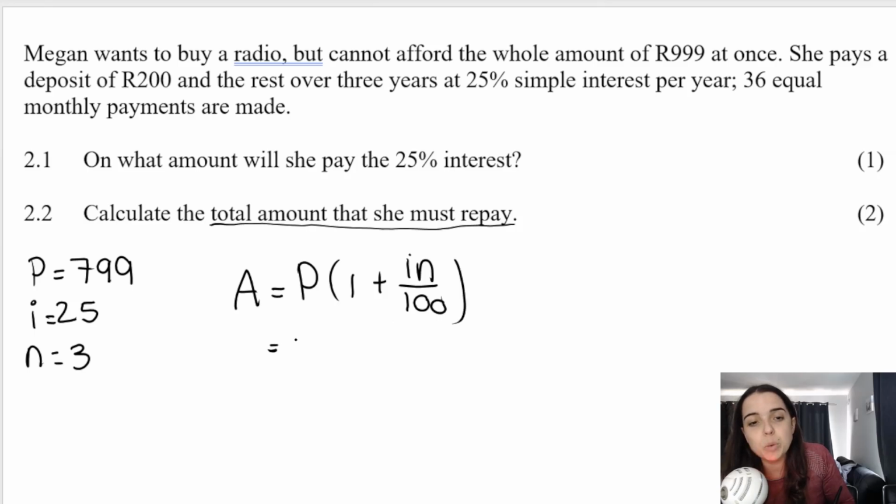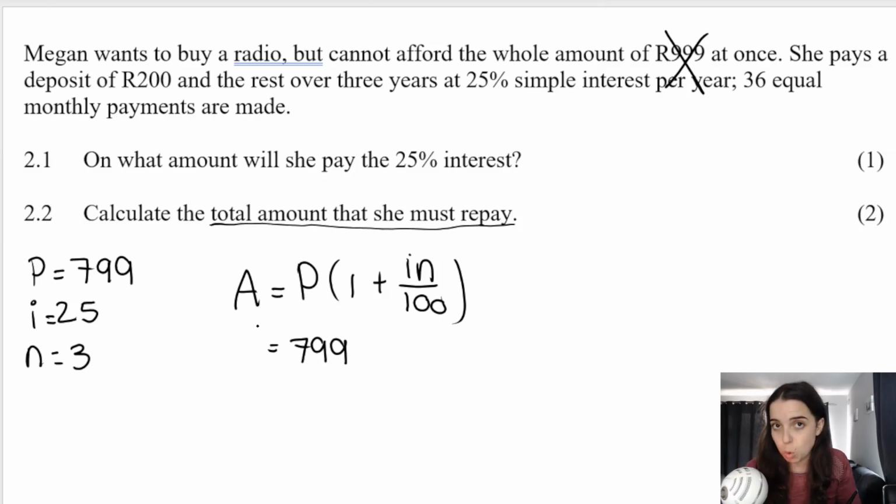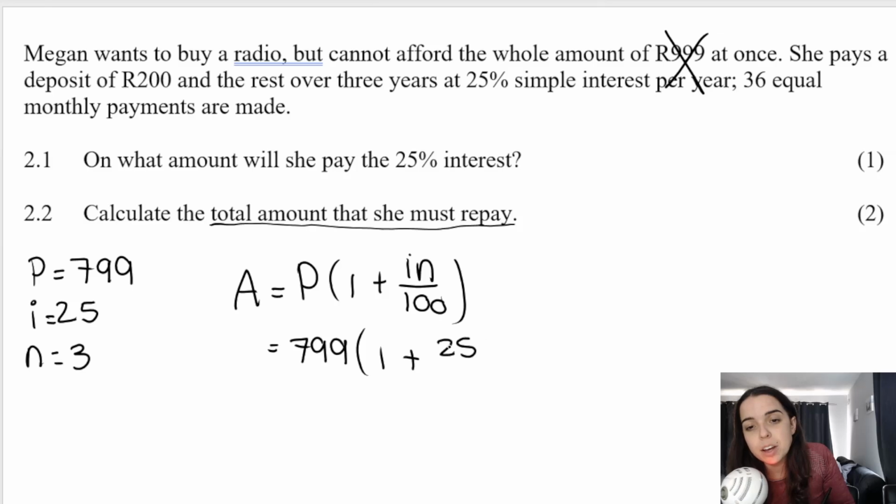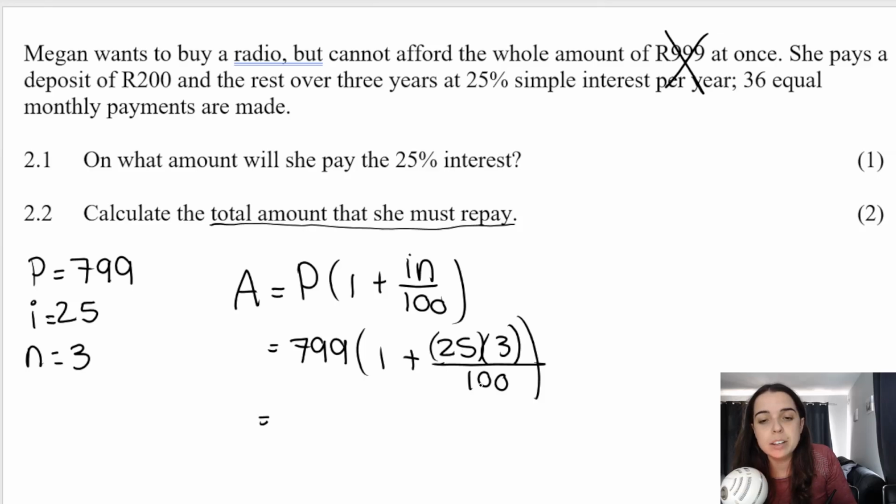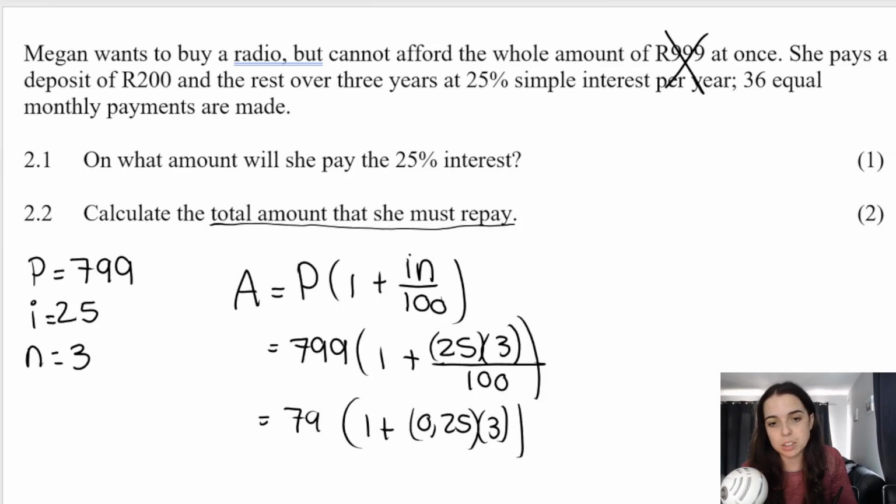In the place of P, we put our starting amount, which is 799. Remember, it's not the original amount anymore because we've paid a deposit. Then we say 1 plus I, which is 25, multiplied by N, which is 3 years, divided by 100. Instead of 25 divided by 100, you can say 0.25 times 3. This is just an alternative way of writing it, in case you didn't write it the way I did, but you'll end up getting the same answer.